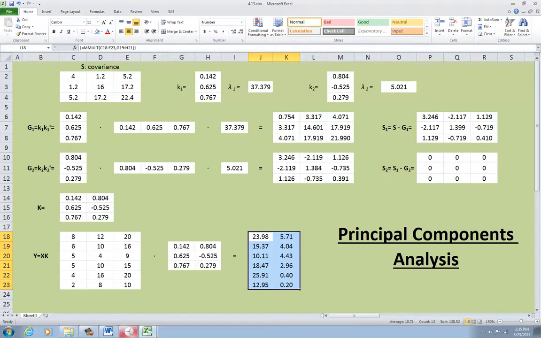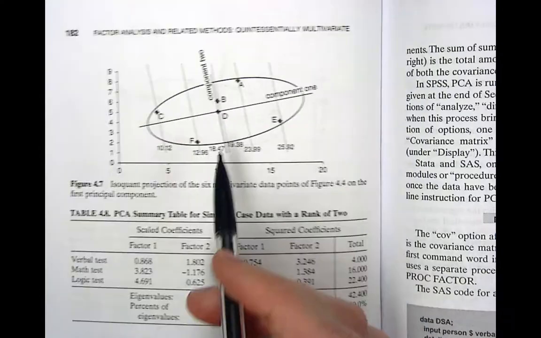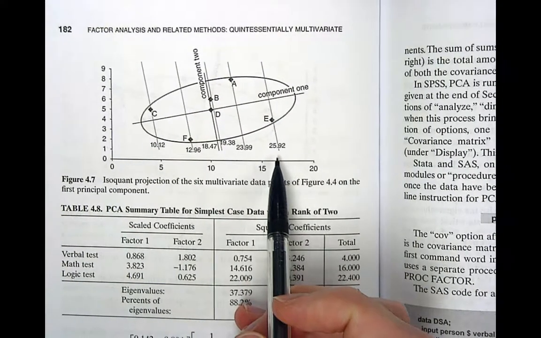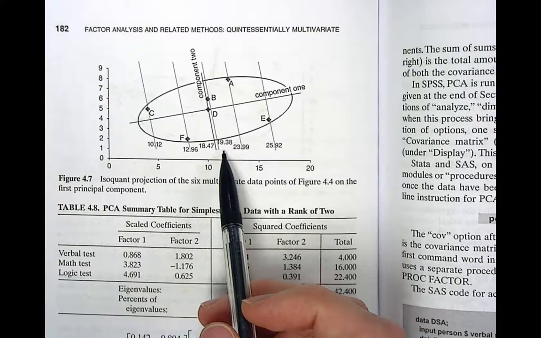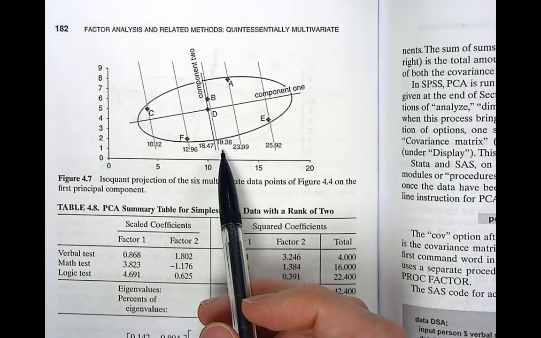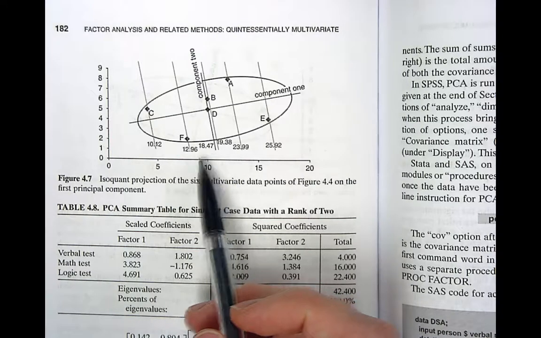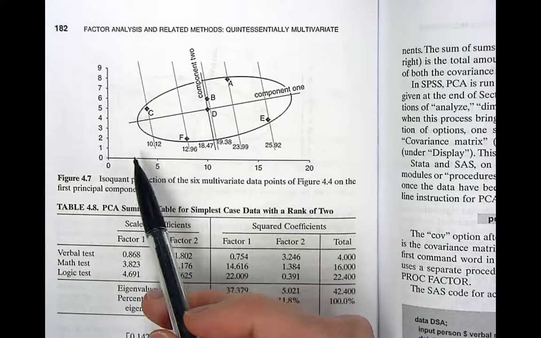And I'll go to that here. So for E, we have 25.92, for A, 23.99. We have 19.38 for B, 18.47 for D, 12.96 for F, and for C, 10.12.